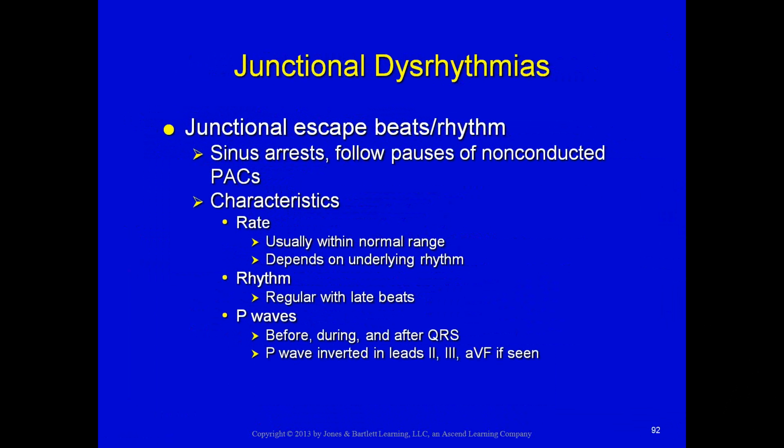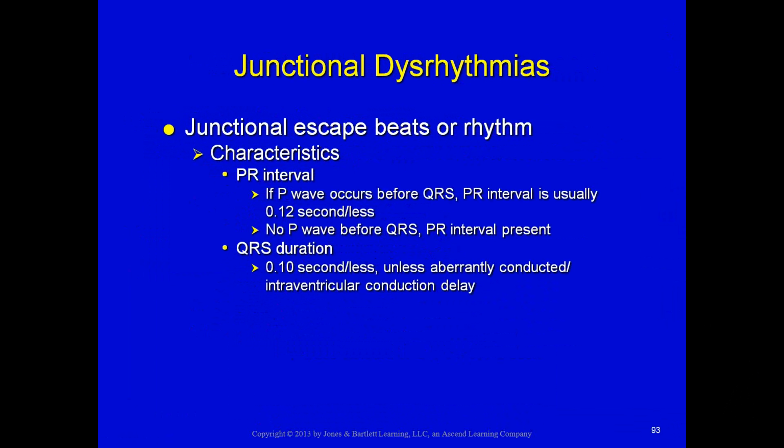With a junctional escape beat, this occurs when the SA node doesn't fire. The rate is usually within normal range. It depends on the underlying rhythm. The rhythm is regular with these late beats. Again, it's a junctional escape beat because we'll see that there'll be a long pause because of sinus arrest, and then the AV node just decides to fire because it's waiting and waiting and waiting for that impulse from the SA node, and it never comes, so it fires on its own, causing a junctional escape beat.